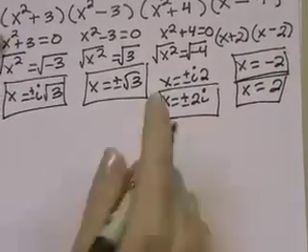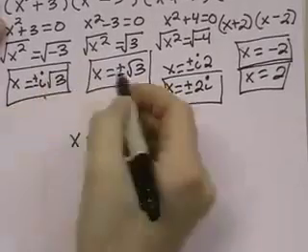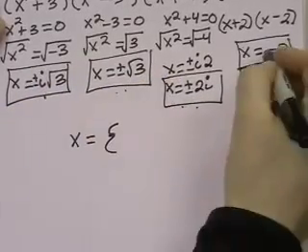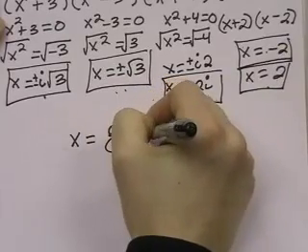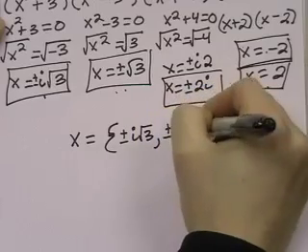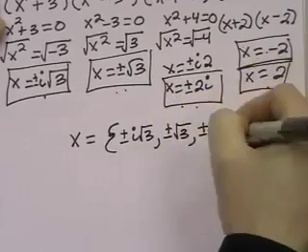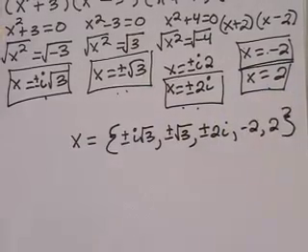So now my final answer, x equals, I have 1, 2, 3, 4, 5, 6, 7, 8 solutions. Plus or minus i radical 3, plus or minus radical 3, plus or minus 2i, negative 2, and a positive 2. And those are all solutions for x.